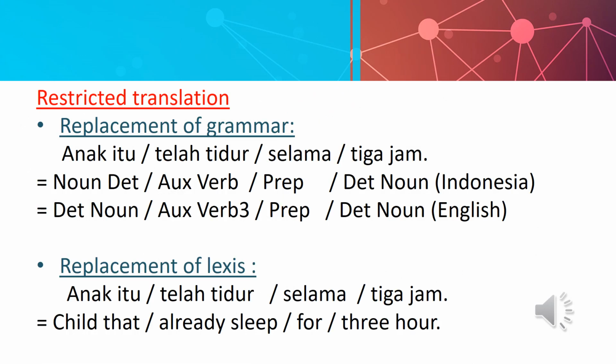Restricted translation at the grammatical and lexical levels means, respectively, replacement of source language grammar by equivalent target language grammar, but with no replacement of lexis, and replacement of source language lexis by equivalent target language lexis, but with no replacement of grammar.